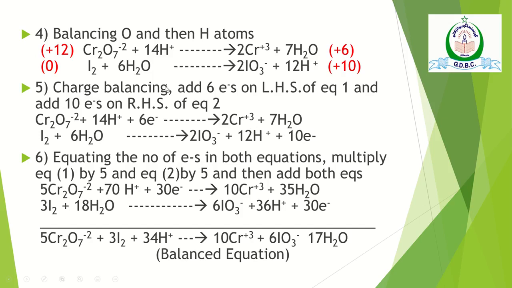So first of all, we need to calculate the overall charge here of equation number 1. 14 positive charges plus 2 negative charges makes a net sum of plus 12. Similarly, on the product hand side, we have 2 3s are 6 plus charges, and a water molecule is a neutral molecule. So plus 6 is the overall charge of the product hand side.